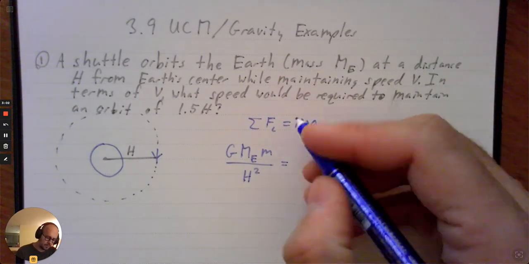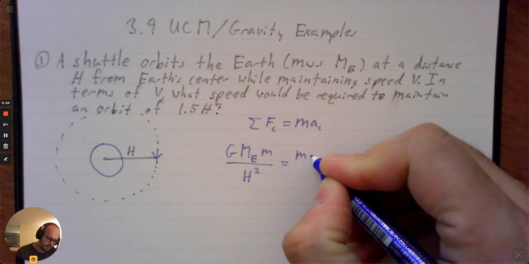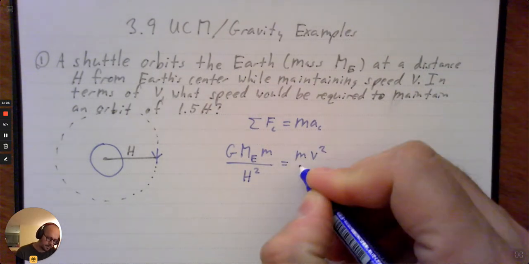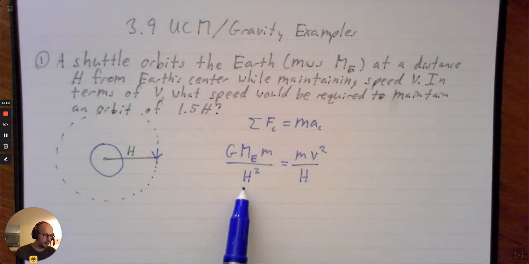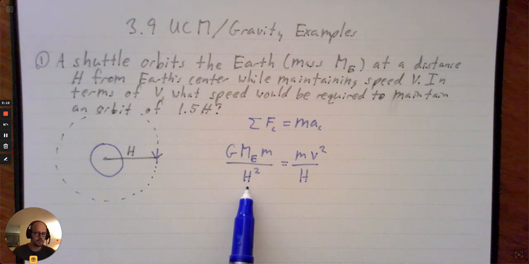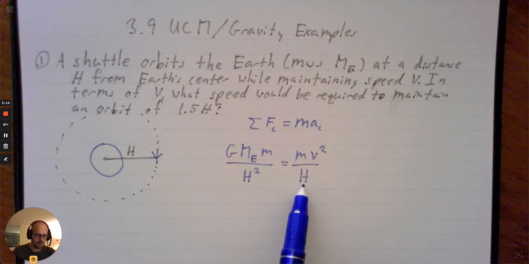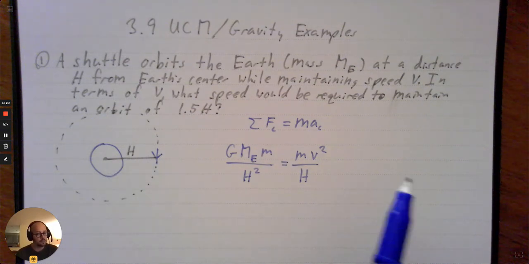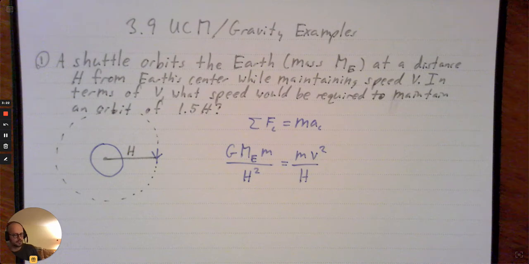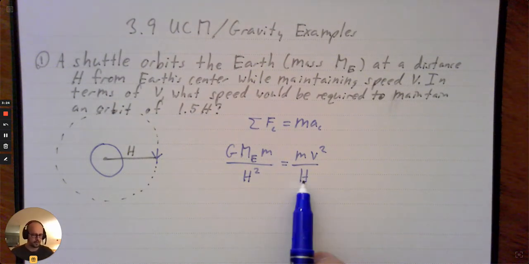That's equal to the mass of the satellite times the speed of the satellite squared divided by, again, h. The r in the universal gravitation equation and the r in centripetal acceleration are the same thing in these problems. And that will continue to be the case, where the distance for gravity is also the distance that you use for the circle for centripetal acceleration.